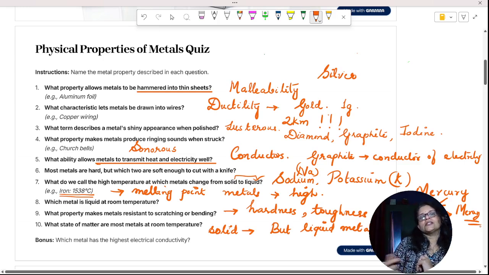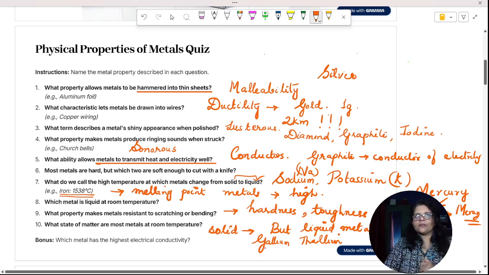And there are other metals which are solids but turn into liquids. If you take them in our hand, because of the temperature of our hand, that is our body temperature, 37 degrees Celsius, they will turn into a liquid. Those examples are gallium and thallium.